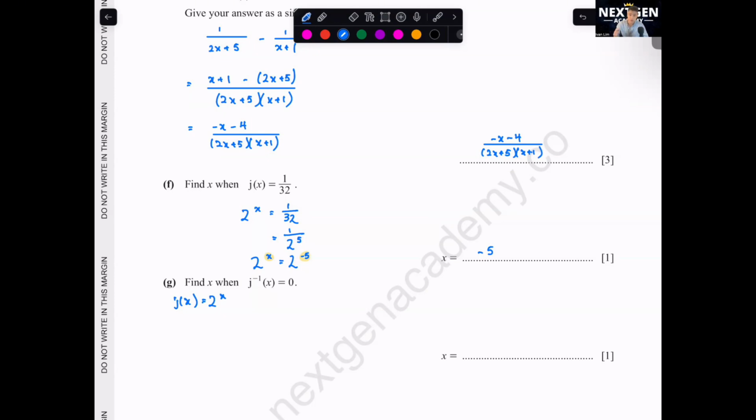What we need to do here: if they give you an inverse equal to a value, you're going to inverse the inverse. If you want to do proper working, though this one is not necessary, you write here, you inverse the inverse. So you put j to the power of negative 1. j times j to the power of negative 1, this whole thing will cancel off. So it will just be x equals j(0), which is 2 to the power of 0 equals 1.